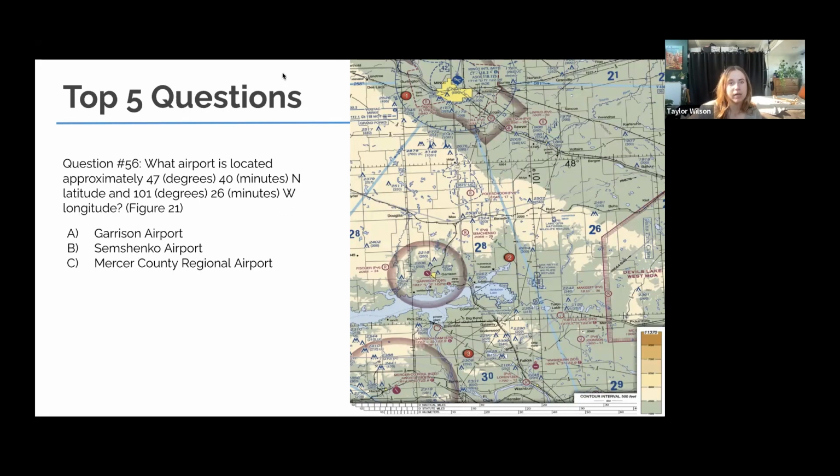I'll give you guys another minute to put these coordinates on the chart and identify what airport they're talking about. Nice, thank you, Ashton. All right, let's walk through it.